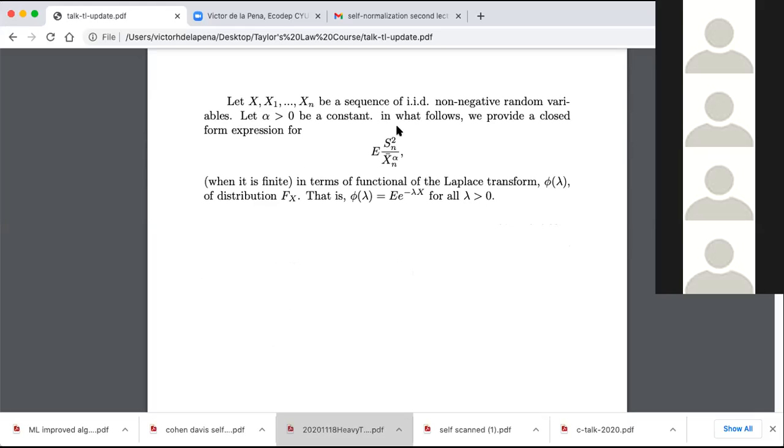So what we have is, for any non-negative distribution, we can calculate the expectation of this function, the sample variance over the sample mean to the alpha. It doesn't matter if the distribution has a heavy tail, or an infinite mean. We can calculate the expected value to the alpha as long as this expectation is finite, which in the case of heavy tails, the expectation will be finite.